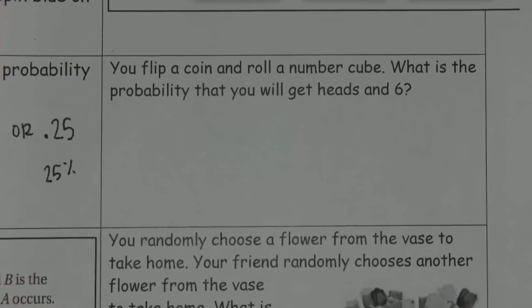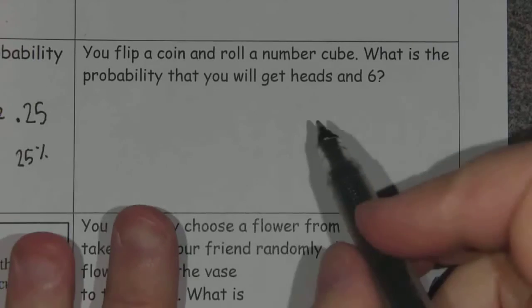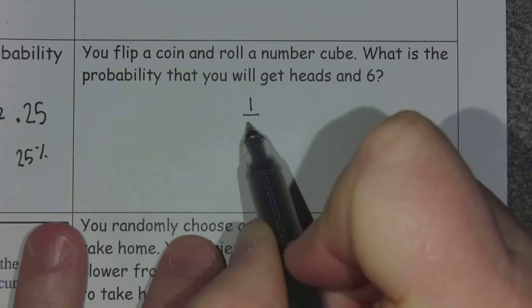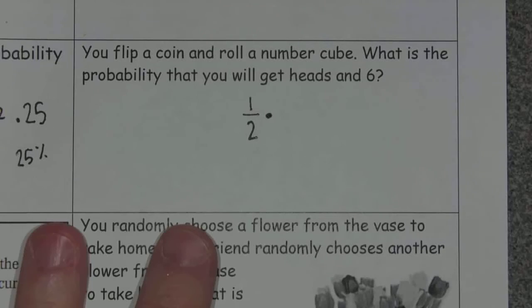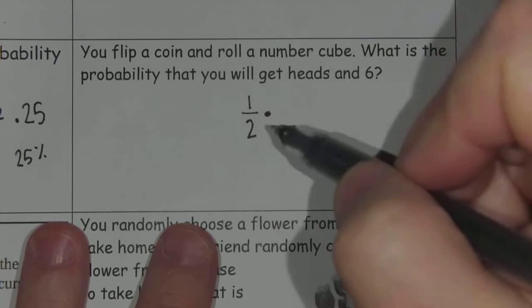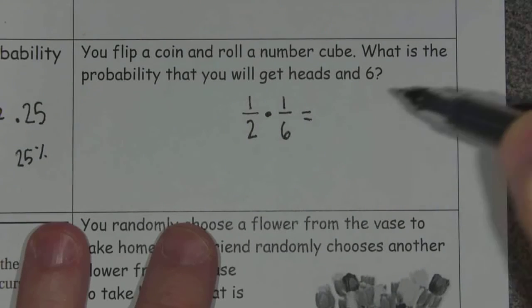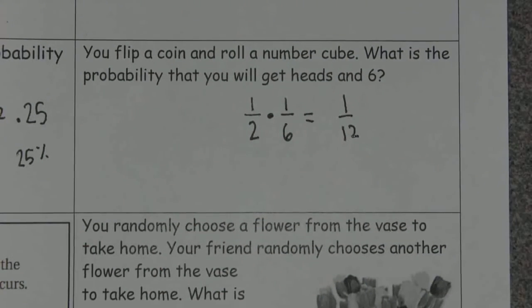Okay, the next one says, you flip a coin and roll a number cube. What is the probability that you will get heads and 6? So what's the probability of getting heads on the coin? 1 out of 2. And what's the probability that you're going to get the number 6 on a number cube? 1 out of 6. So what's the probability of both of those happening? 1 out of 12. Because you just multiply those together. Again, it's okay if you change that to a decimal point number.